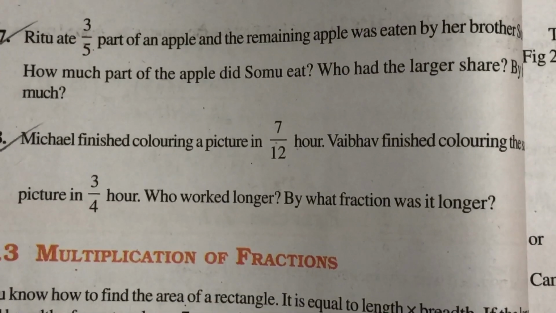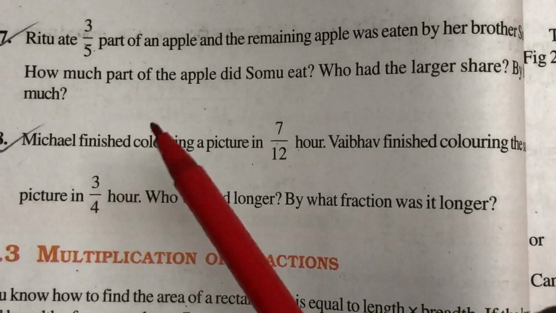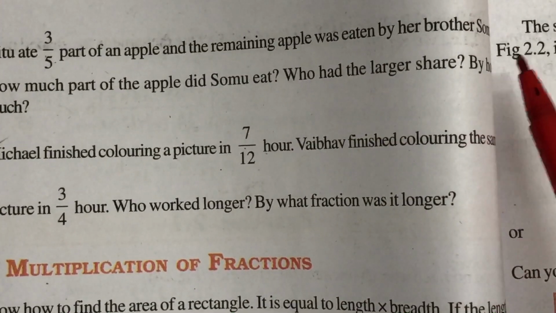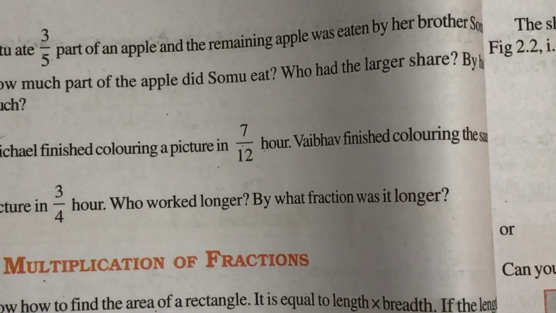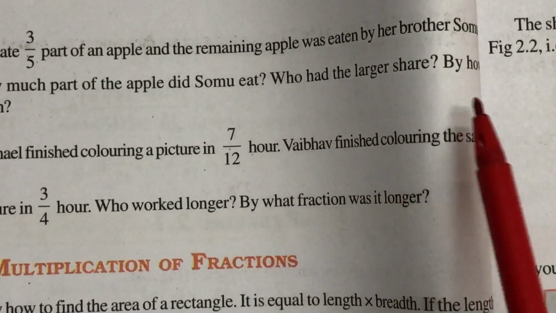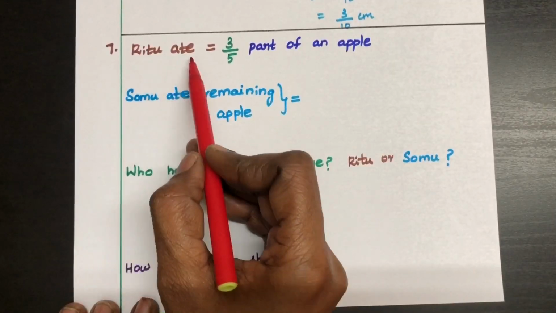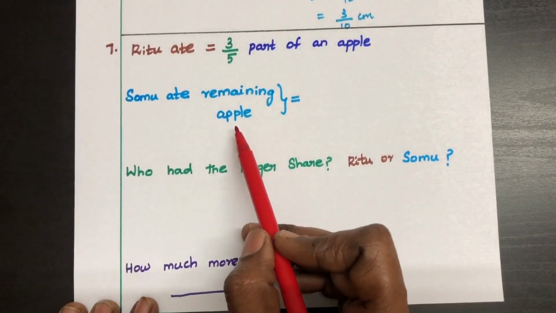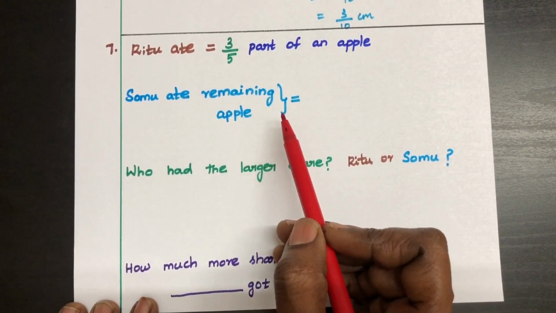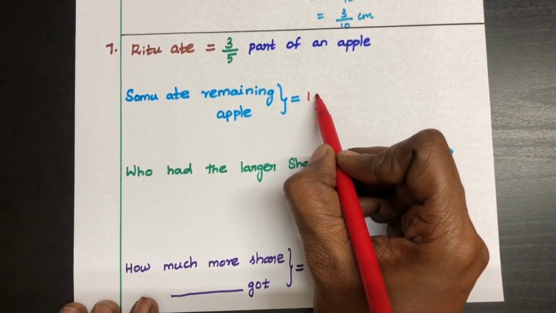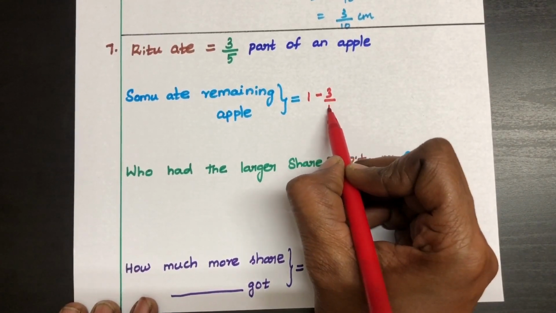Seventh question. Ritu ate 3/5 part of an apple and the remaining apple was eaten by her brother Somu. How much part of the apple did Somu eat? Who had the larger share? By how much? Ritu ate 3/5 part of an apple. Somu ate the remaining apple. So what is the remaining? If 1 is the full thing, she ate 3 by 5, right?